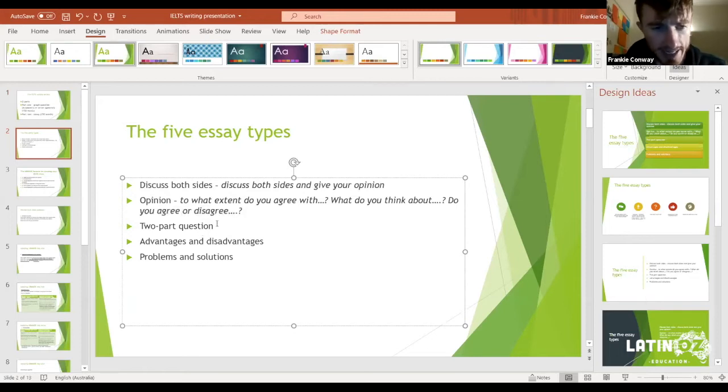The third kind you might get is the 2-part question, where you're asked 2 different questions within the same essay title. Then there's an advantages and disadvantages essay, a problems and solutions. And as you can see, what all 5 essay types have in common is that they have 2 parts that require answering. So in some ways that makes thinking about the structure a little bit easier, because you can structure your essay into 2 distinct sections.